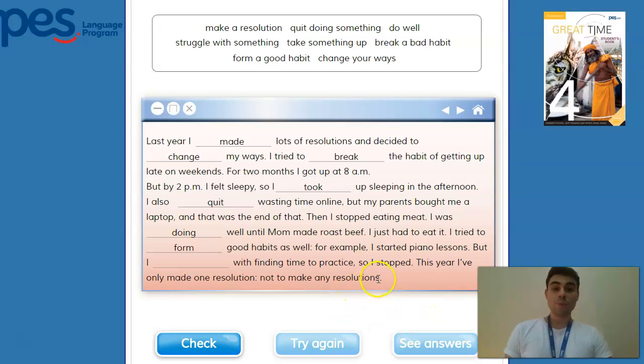For example, I started piano lessons, but with finding time to practice. So it was difficult for her to find time to practice. So she struggled with finding time to practice. So I stopped. This year, I've only made one resolution, not to make any resolutions. Have you made any resolutions this year? Which good habits did you take up? And which bad habits did you break?